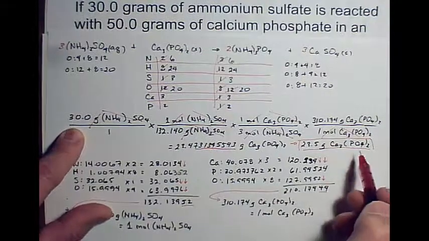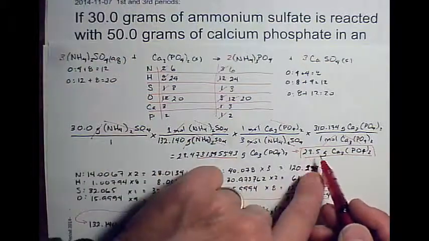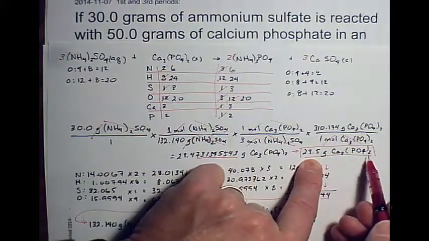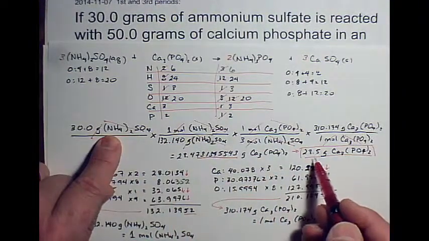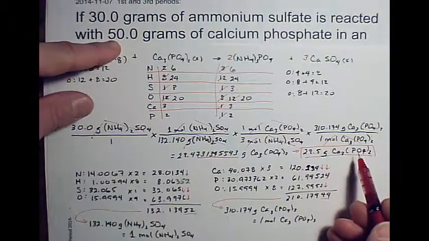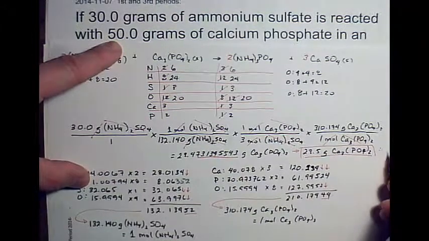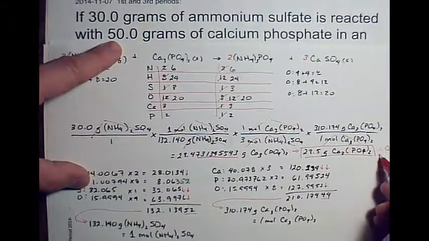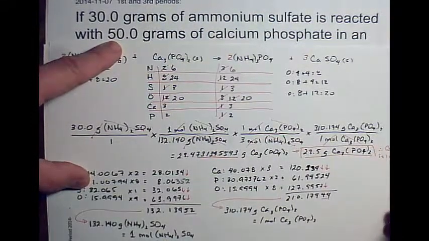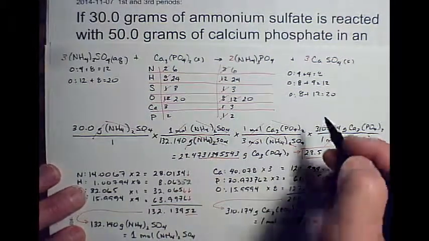Okay? All right, now we're going to look in the problem and we see that we have 50 grams of calcium phosphate. So let me tell you what this number right here tells you: how much calcium phosphate is needed to completely react with all the ammonium sulfate. This is how much we need. We got way more than we need. That makes sense? Therefore, calcium phosphate is in excess, and that means that ammonium sulfate must be the limiting reactant. Okay?